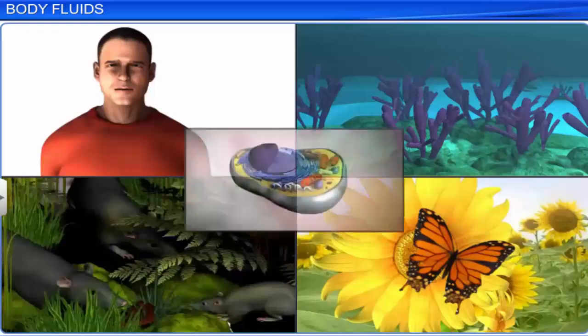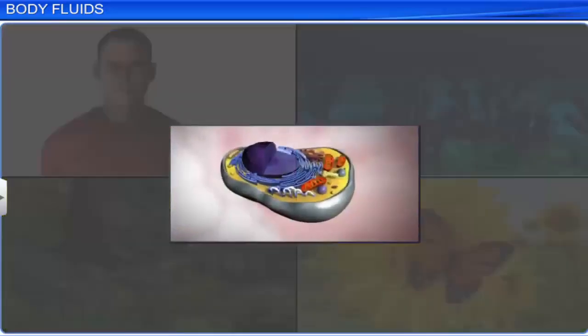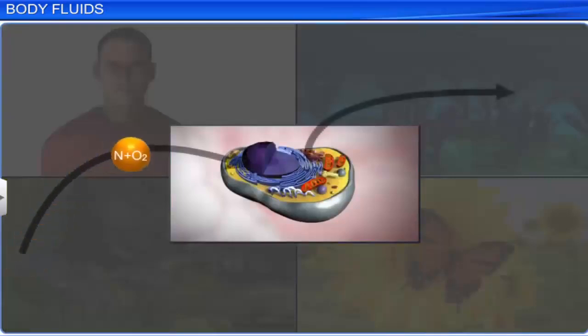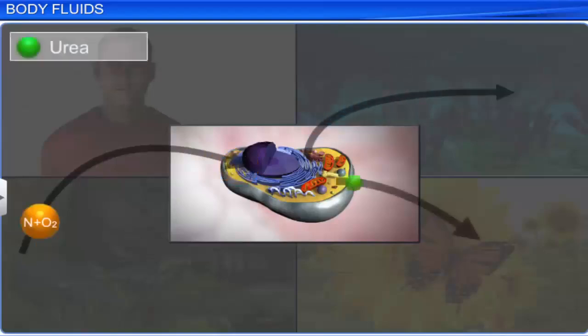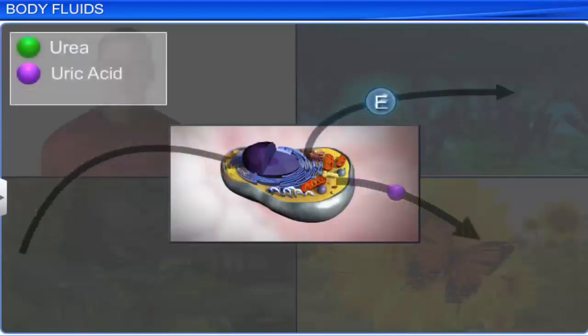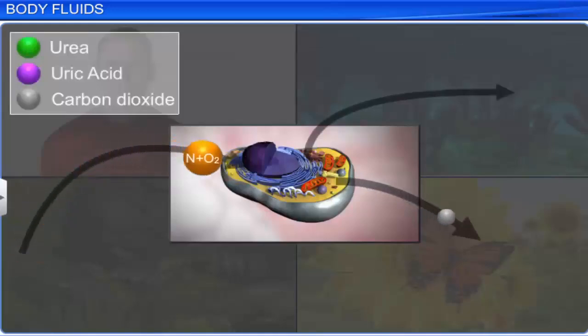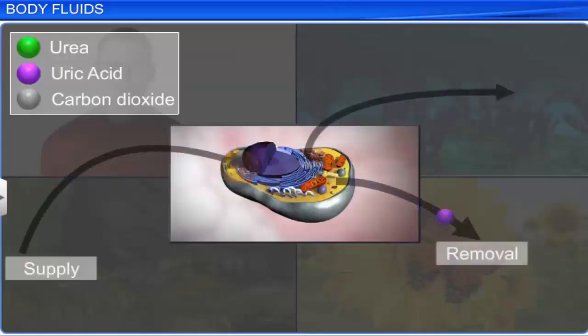Living organisms contain cells which require nutrients and oxygen to produce energy. Cells also produce wastes such as urea, uric acid, and carbon dioxide. Hence, there should be a continuous supply of nutrients and removal of waste from the cells.